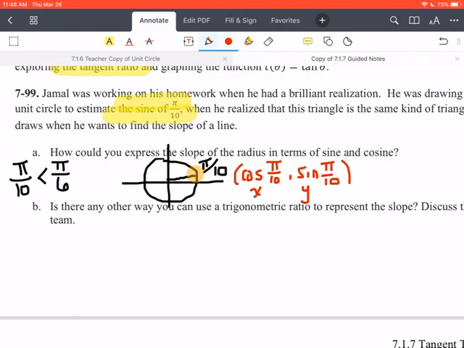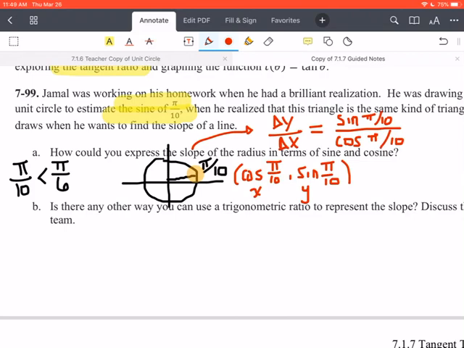So when we find slope of a line, what do we know? We know that slope is change in y over change in x. This is some Algebra 1 review. So if we utilize what I just wrote down, we see that slope in this case, what is the y value? If we start from the origin, the y value is going to be identical to the sine of pi over 10, over what is the x value. Because we're starting from the origin, we can use the cosine of pi over 10.